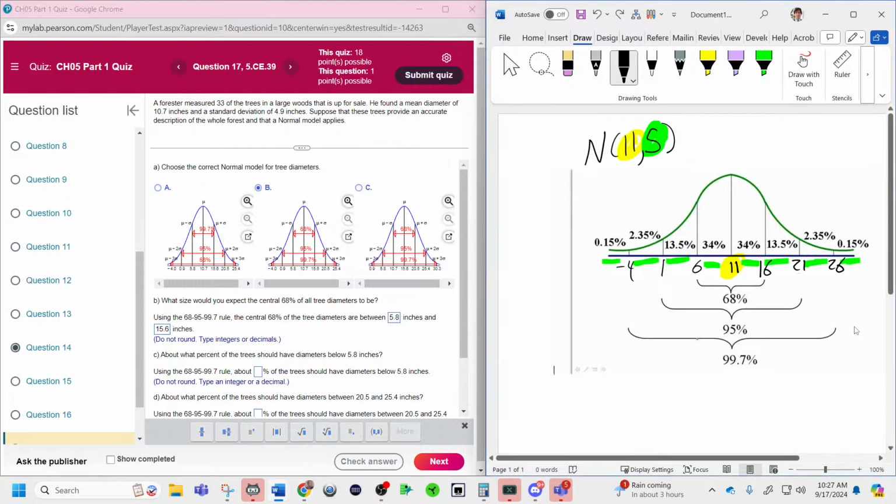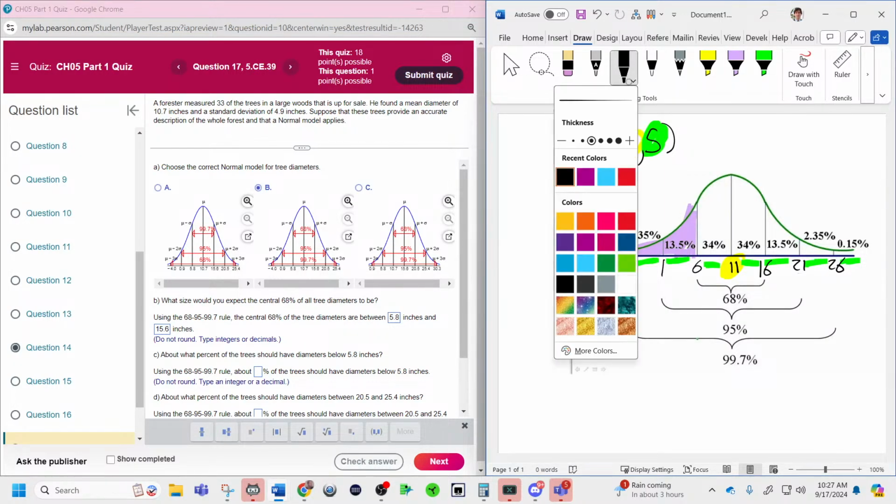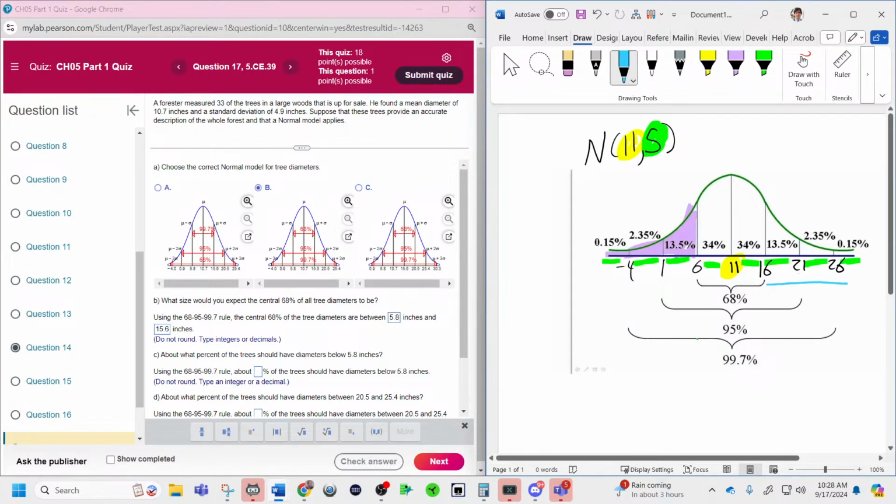What percent of trees should be below 5.8? Well, on our drawing, that's going to be right here. And think: if 68% is between here, how much is one of these blue arrows worth? Great job, Kylie. I hope this is really good practice.